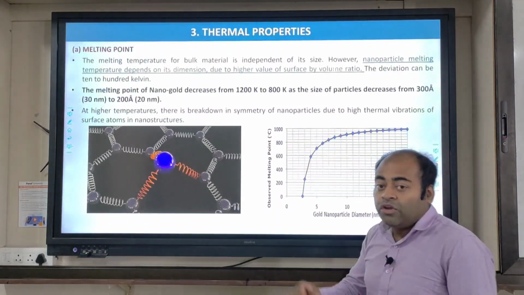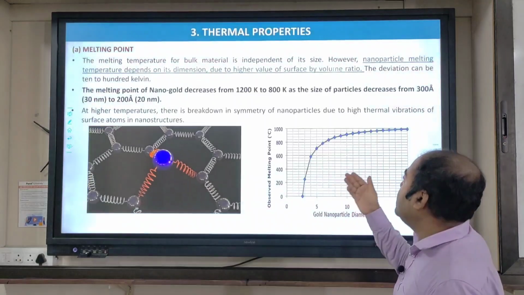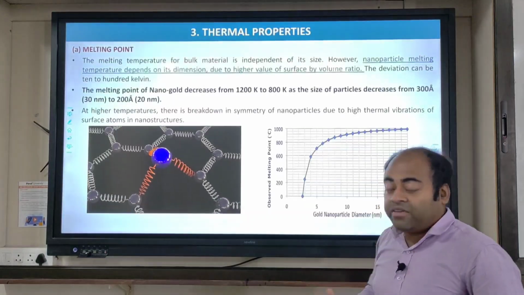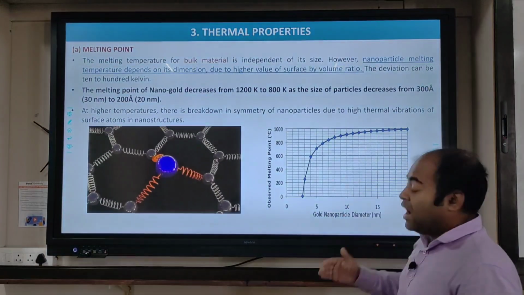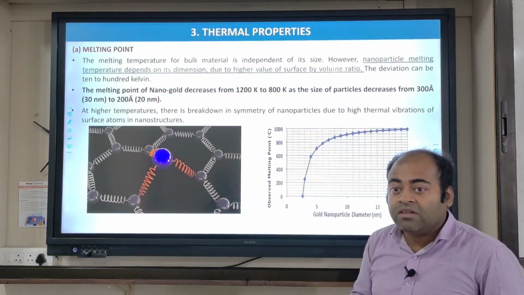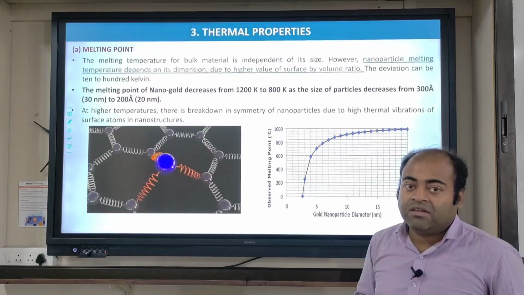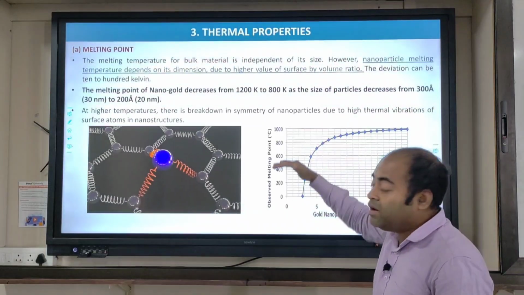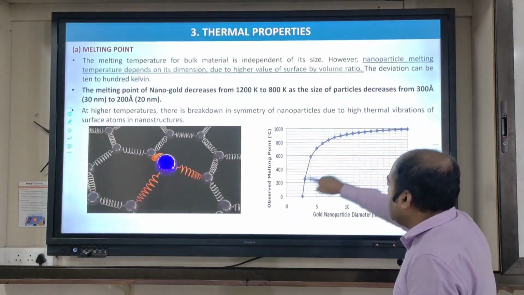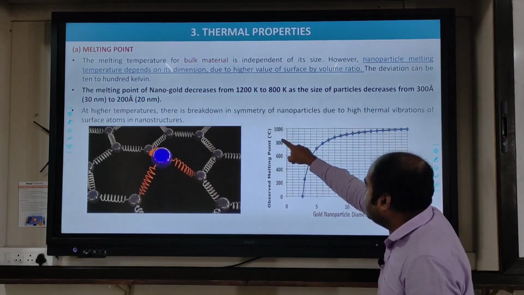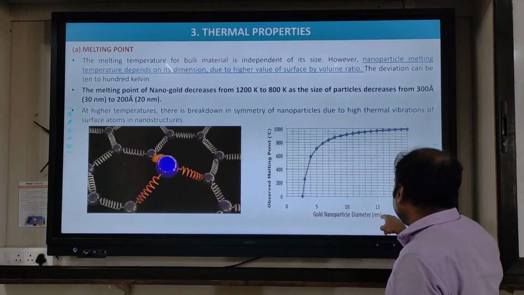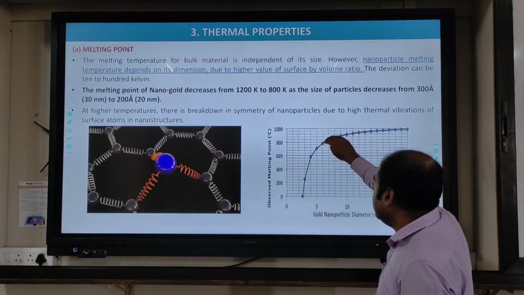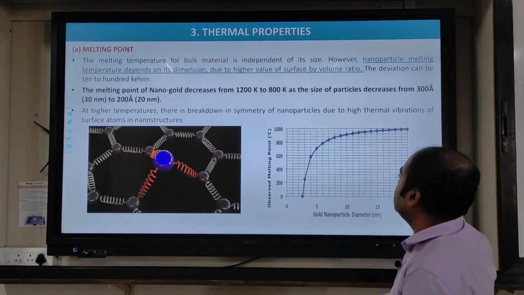The reason for this lower melting point is some breakdown in symmetry of the nanoparticles, because when the particles are in the nano region, the number of surface atoms is much larger, and so there is a tendency of higher thermal vibrations for the same amount of thermal energy, and as a result the materials come to the liquid state at a lower temperature, and hence the melting point reduces in the nanoscale. So here we see an experimental observation of the observed melting point in degree centigrade, and this is the diameter of the gold particle, and we see a decreasing trend of the melting point of the gold nanoparticle as the particle size reduces.